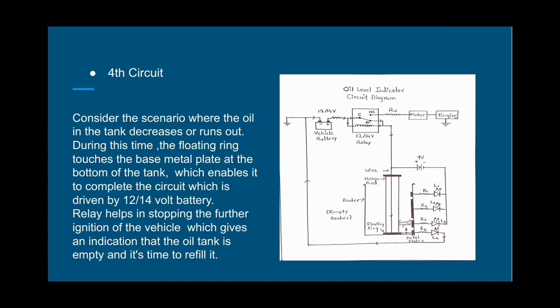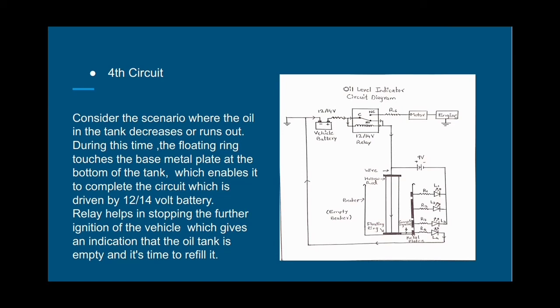So, when a person ignores the above indication and does not fill the oil tank, as time elapses, the oil in the tank gets empty. In this case, the connecting wire will make contact with the last plate, that is the fourth plate. This contact will complete the circuit which is driven by a vehicle battery of 12 to 14 volts. In this case, LED L4 will glow, indicating that the oil tank is empty and the engine will stop working. The engine stops working because the relay disconnects the vehicle battery from the vehicle motor by switching the switch from the normally closed position to the normally open position.